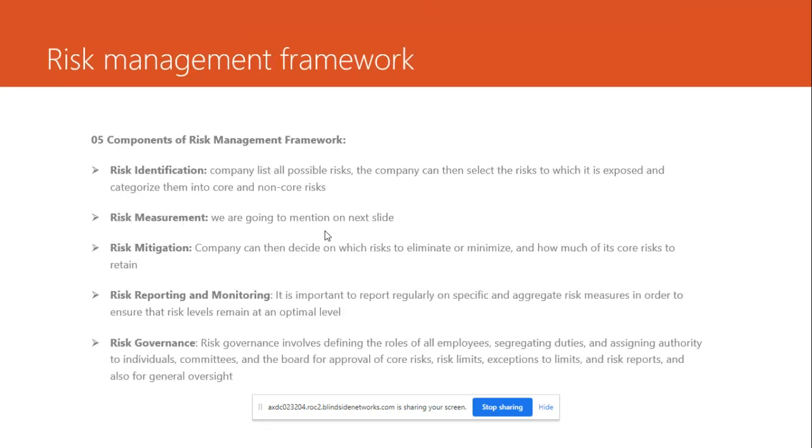So what elements should the new risk management framework cover? We have the same idea as the other group. There are totally five components of the risk management framework: risk identification, risk measurement, risk mitigation, risk reporting and monitoring, and the last one is risk governance.